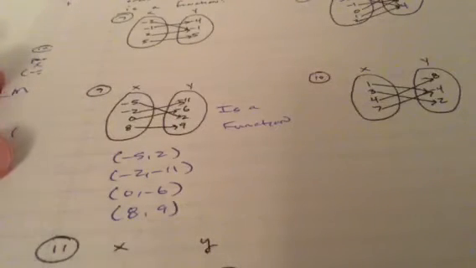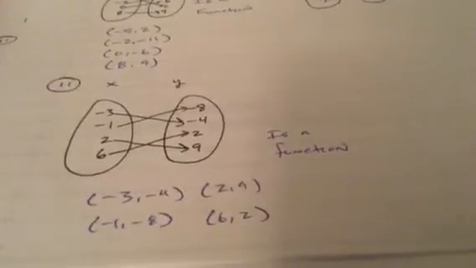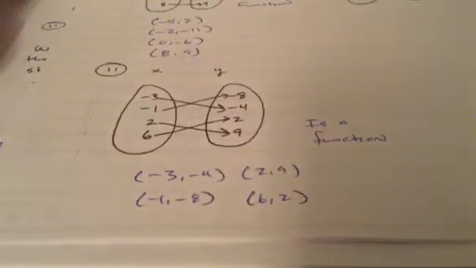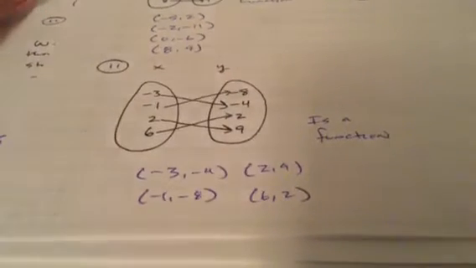It is a function. You have no x's going to multiple y's. And it is one-to-one there. Look at that. All right, those are the ordered pairs. -5 goes with 2. -2 goes with the -11, so forth. And take a look at 11. It is a function. Same thing. It's one-to-one again. -3 goes with -4. 2 goes with 9. 6 goes with 2, -1 goes with -8. It is a function. Remember, you're looking for that cheating boy. You don't want the same x going with 2 different y's.